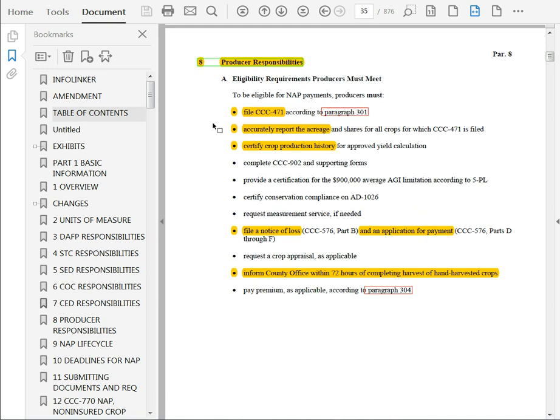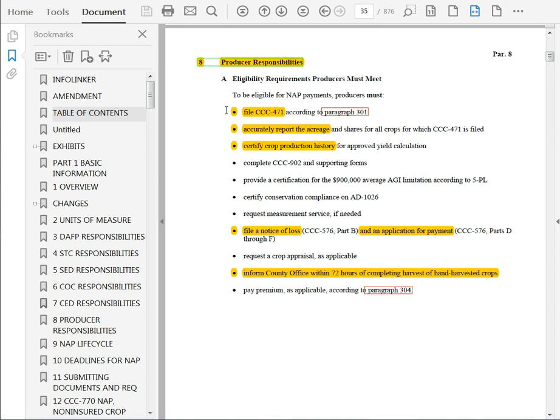Paragraph 8 lists out the producer responsibilities. These responsibilities are outlined broadly in this paragraph, but for a more specific list of what the producer is responsible for doing, you can look at CCC 471 Basic Provisions. We provide producers, when they sign up for the NAP program, with a copy of the basic provisions so that they can be fully aware of what's expected and required of them.